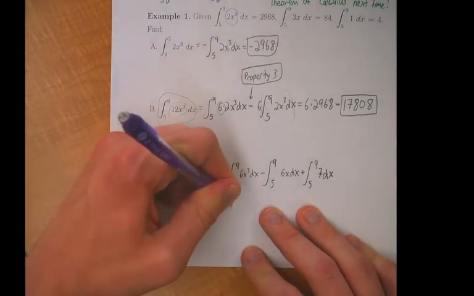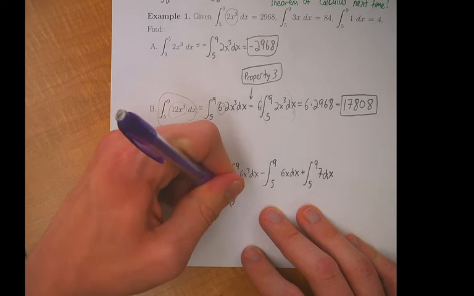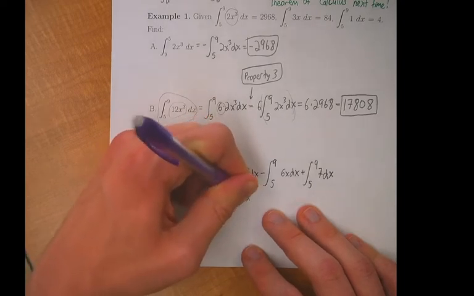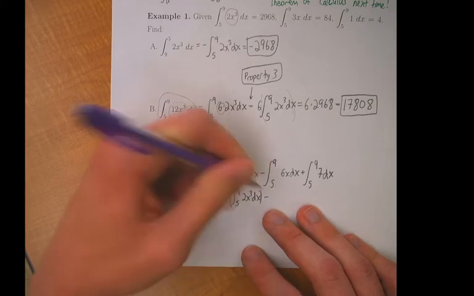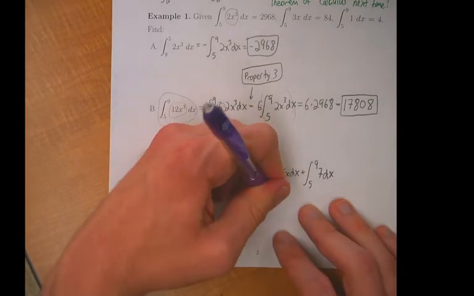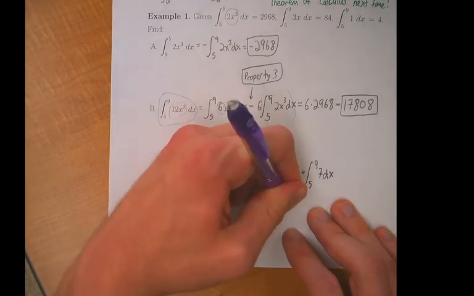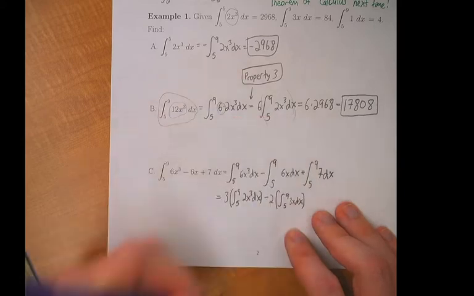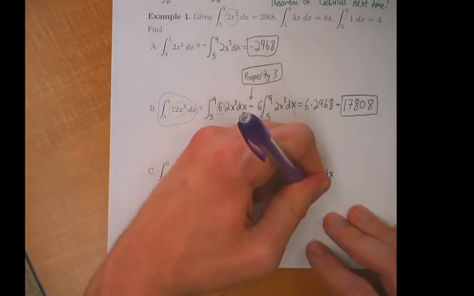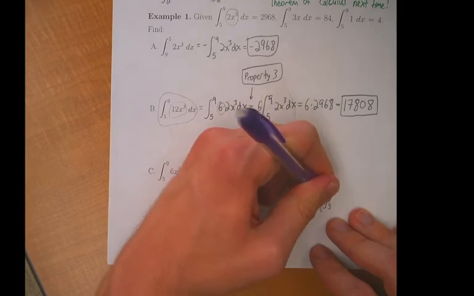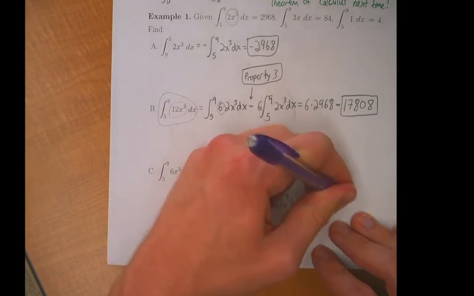Right, so in this case, for the first integral, we pull out a 3. So we have 3 times the integral from 5 to 9 of 2x cubed dx. Minus, in this case, you want to pull out 2. So we have 2 times the integral from 5 to 9 of 3x dx. And then plus, in this case, 7 times the integral from 5 to 9 of 1 dx.